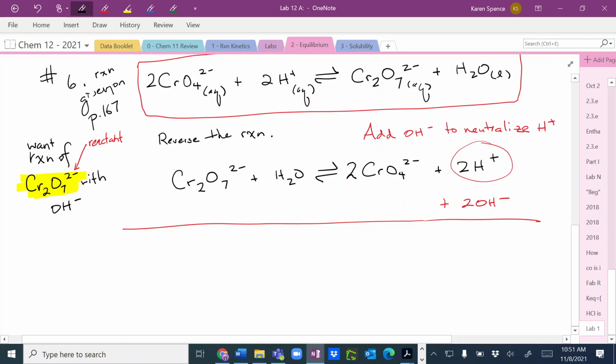My original equation was balanced, yes? I have now added 2 hydroxides to the product side. Is this equation still balanced? No. Are we remembering me doing this another time? Yeah, this is ringing bells, right? So what are we going to have to do in order to keep that reaction balanced?